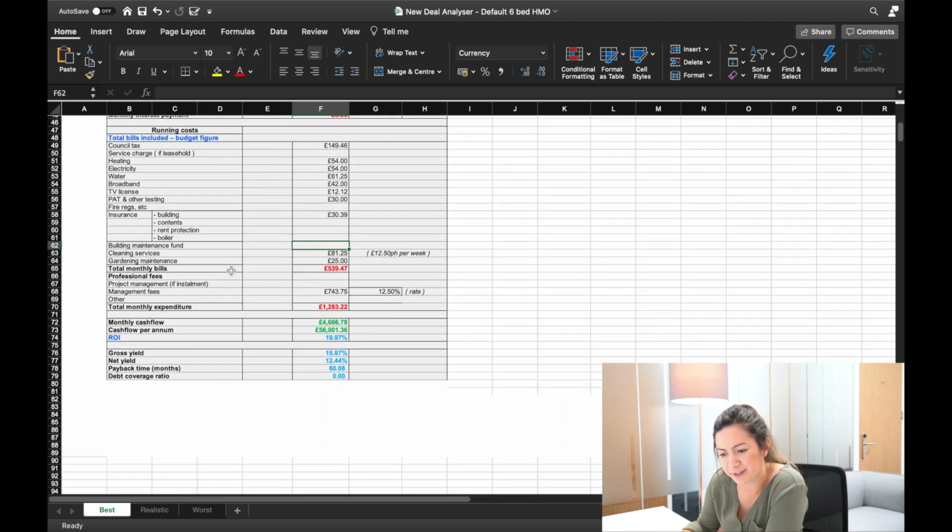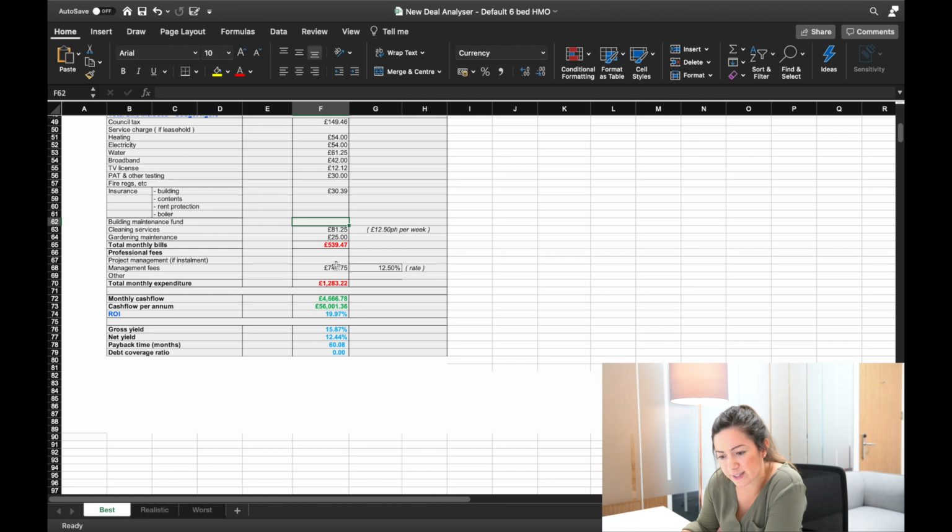Professional fees, project management. No, that doesn't really apply to what we're doing. But management fees for the lettings. Our company charges 12.5%, so that would go in there as a percentage, but if you've got a letting agent that charges less or more, then you change that percentage, and then you end up with your total monthly expenditure. That gives you your monthly cash flow, your cash flow per annum, and your return on investment. This would be of the first mortgage or first finance method, whether it was bridging or if you'd bought it cash, that sort of thing. So that would all be worked out here.